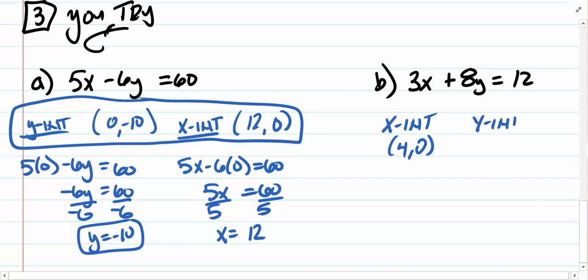0, 1.5 or 3 halves, whichever one you have would work fine for me as well.